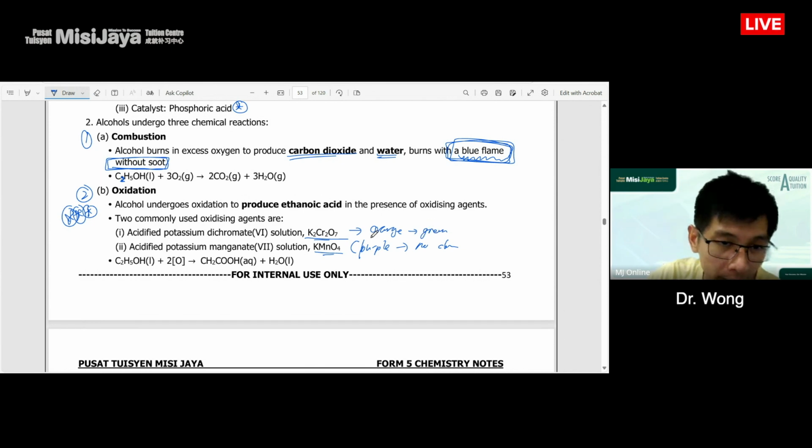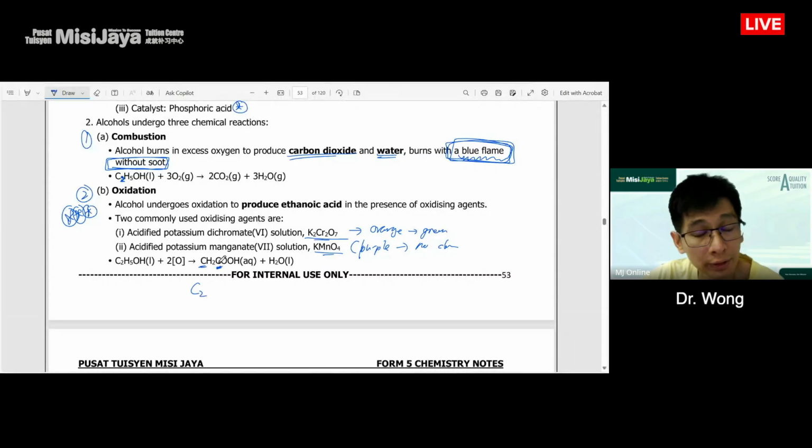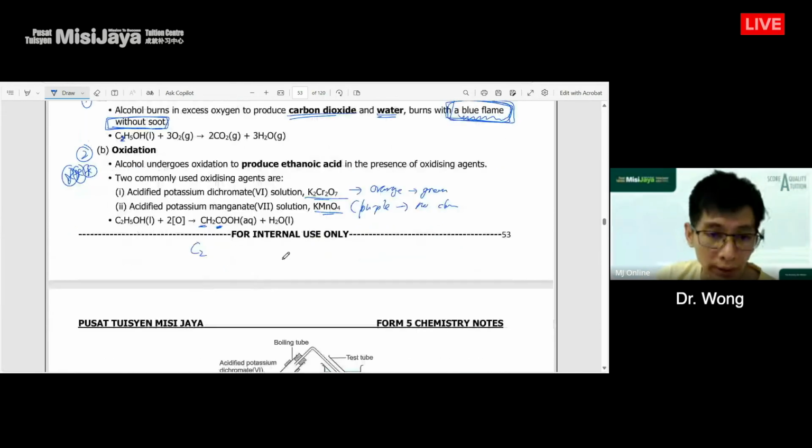Orange to become green. Okay. So from here, how do we write the equation? For the oxidation agent, we just use square brackets with O, and then we get 2C. Don't write C2, because at the back here we have another C, which is very important. Please take note of this. Okay, so it's CH3COOH plus H2O, then we get that.